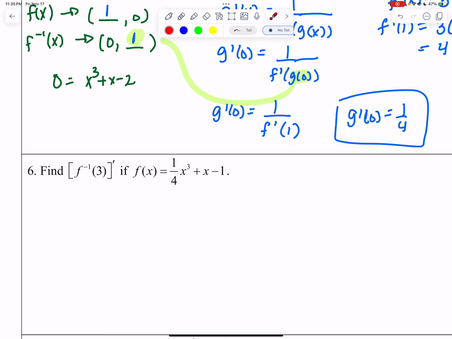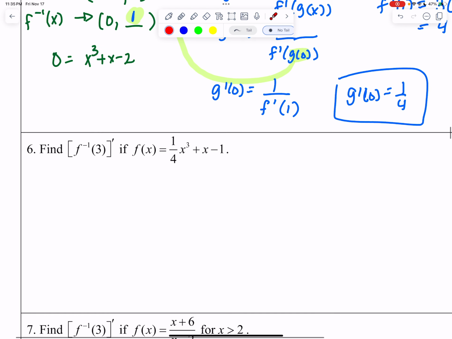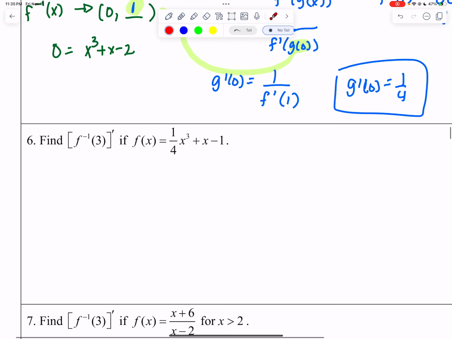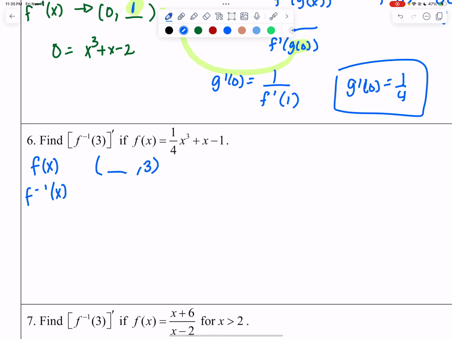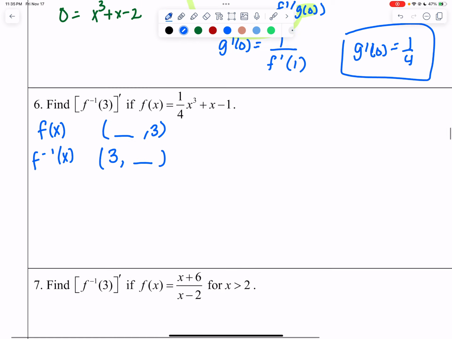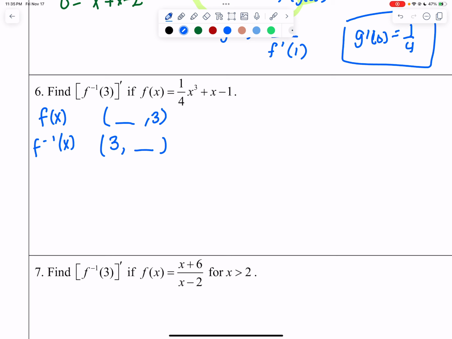All right, number 6. We have the inverse. We want to find the derivative of the inverse at 3 if f of x is this lovely thing right here. So, once again, as a little comparison, f of x means that we have a y value of 3 and some x value that we don't know about. The inverse has an x value of 3 and then some y value that we don't know about. So for number 6, I'm going to set y equal to 3.